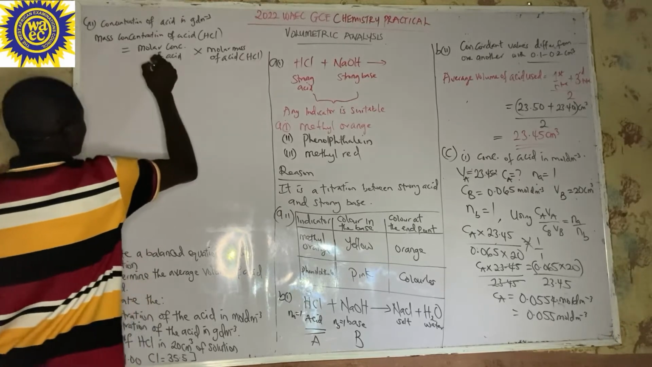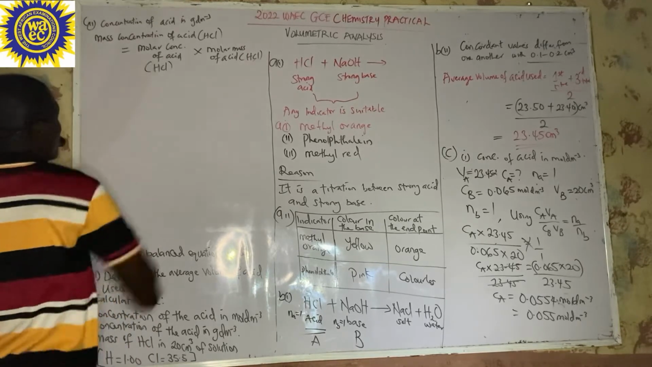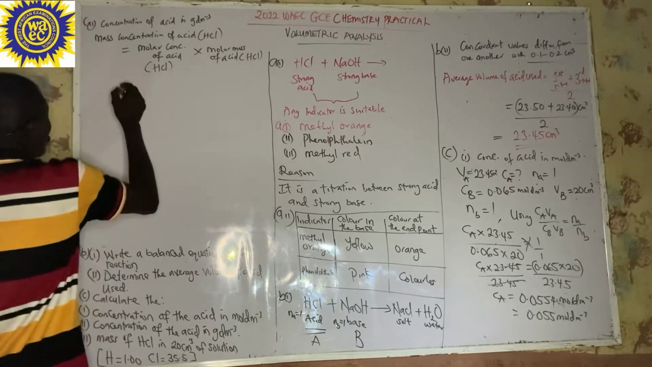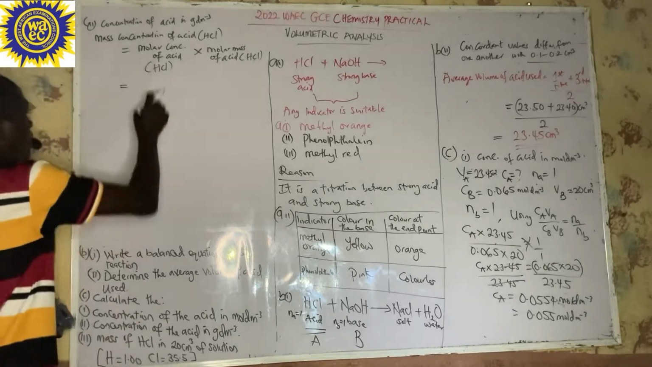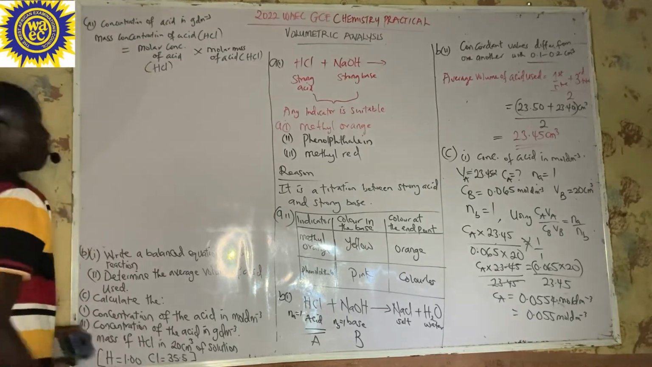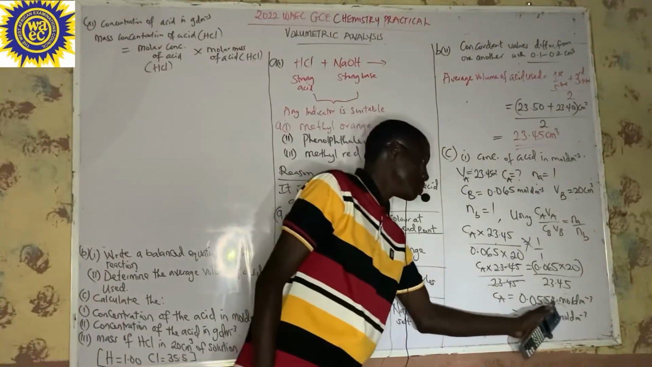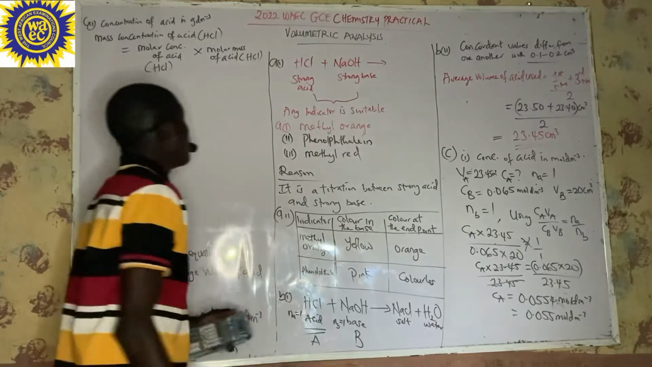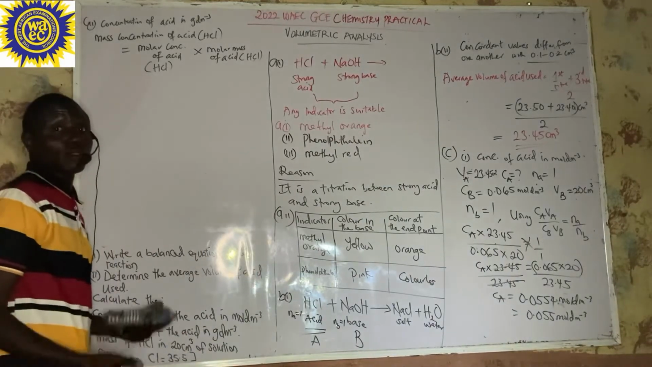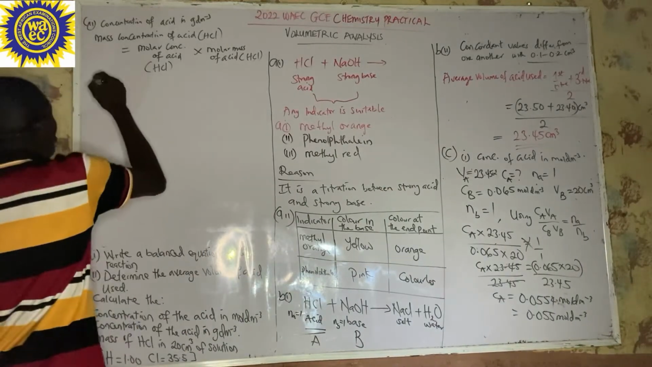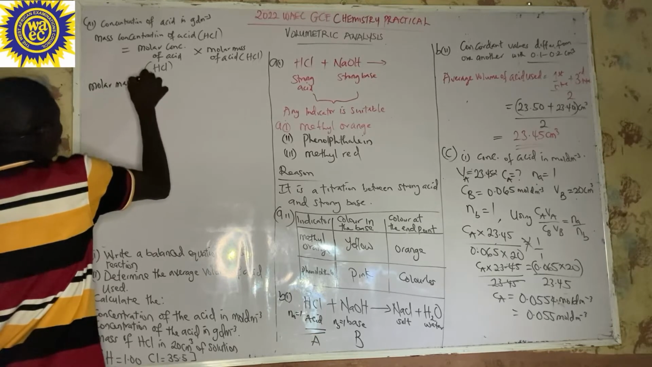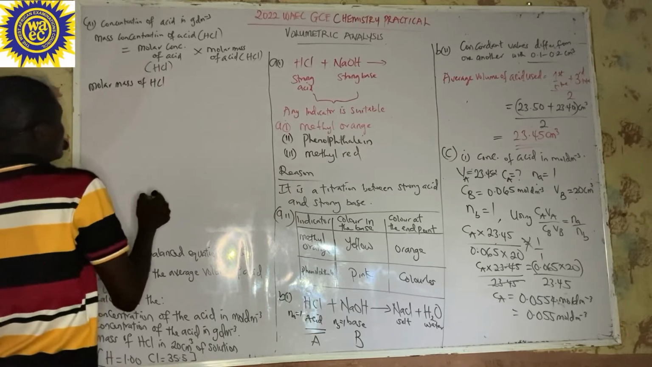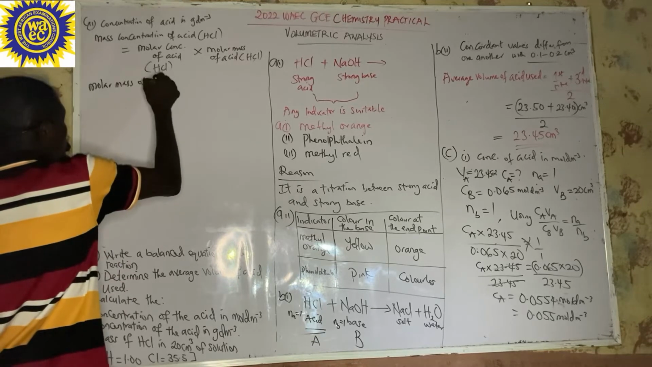HCl. So this one is HCl. With that now, how do you go about it? The first thing is, do we know the molar concentration itself? We just calculate the molar concentration. Now, what about the molar mass? We need to get the molar mass because we don't have it yet. So we have to get the molar mass of what? The molar mass of HCl, which is the acid.